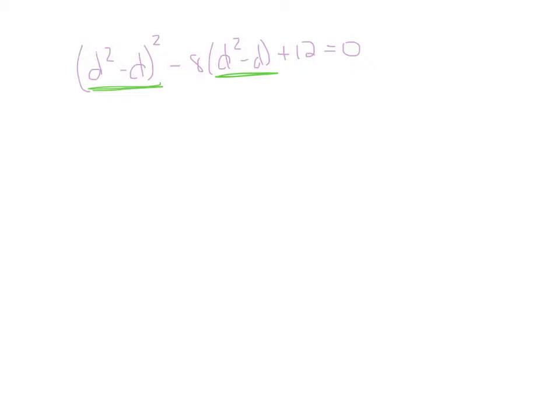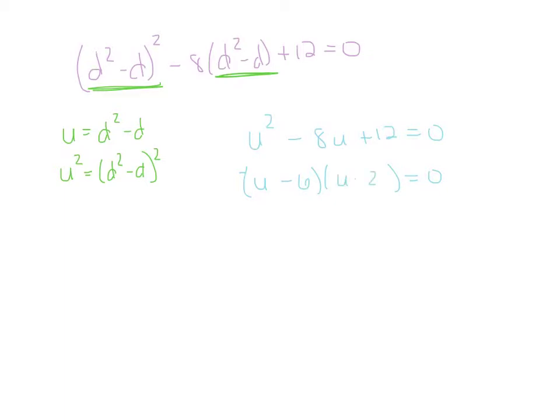And that's where our U-substitution comes from. I'm going to make u equal d squared minus d, and I'm going to make u squared then equal (d squared minus d) squared. So if I rewrite that, it becomes u squared minus 8u plus 12 equals 0. And I'm going to factor this. It's u minus 6, u minus 2. Okay? And so I get u equals 6 and I get u equals 2.